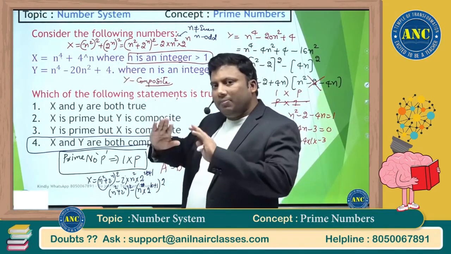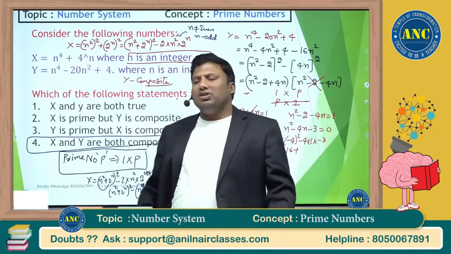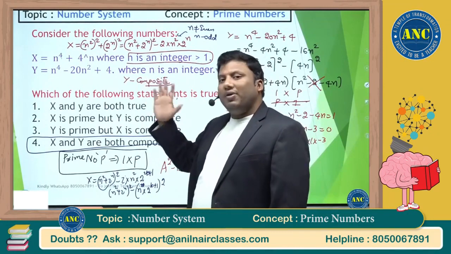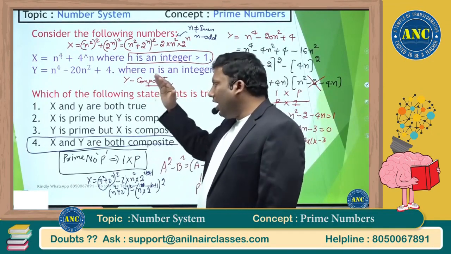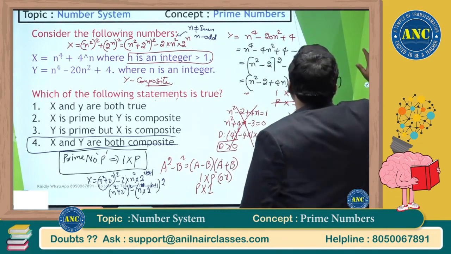If it is prime, then it should hold for every value. If I get at least one number which is a composite number, you don't need to do all these. Some sample values also you can check and do it. I hope it is clear.